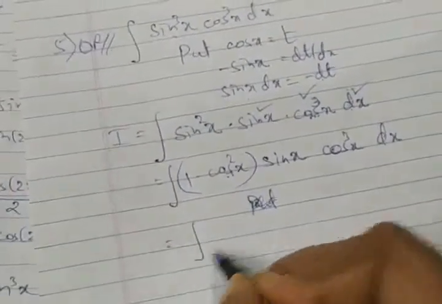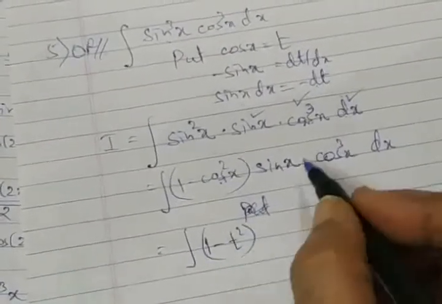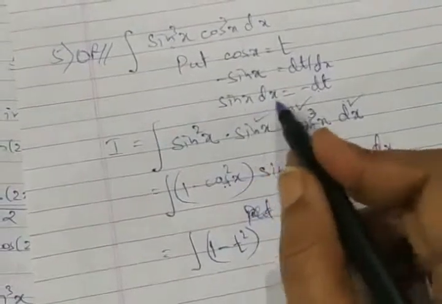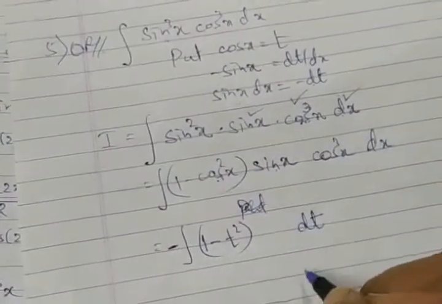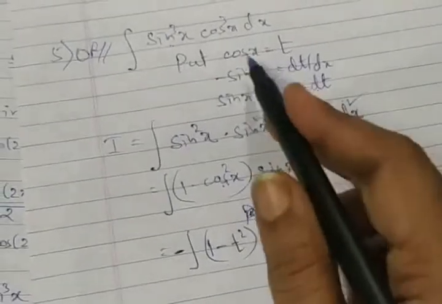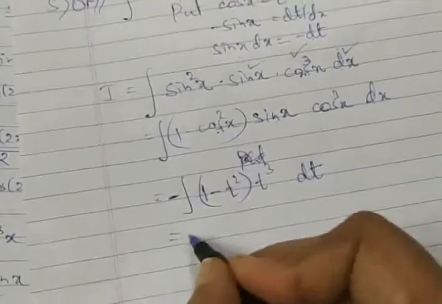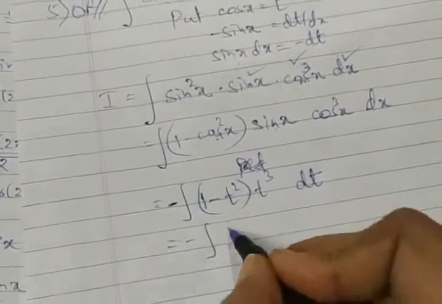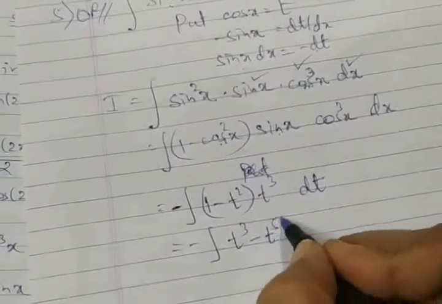So we are left with the integration of this term. Should go for 1 minus t square, isn't it? Sin x with respect to x can be replaced by minus dt. Cos cube x is to be taken as t cube. So we have actually minus of the integration of t cube. If I multiply, we had t cube minus, here we had t raised to 3 plus 2 powers, simplified.